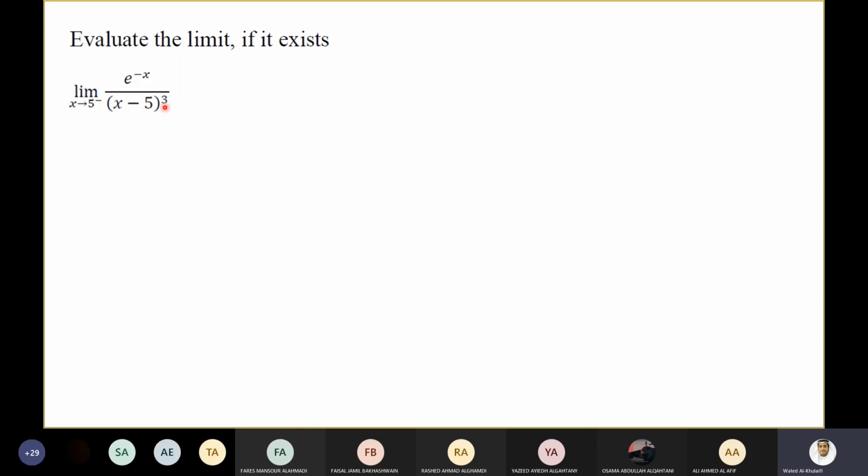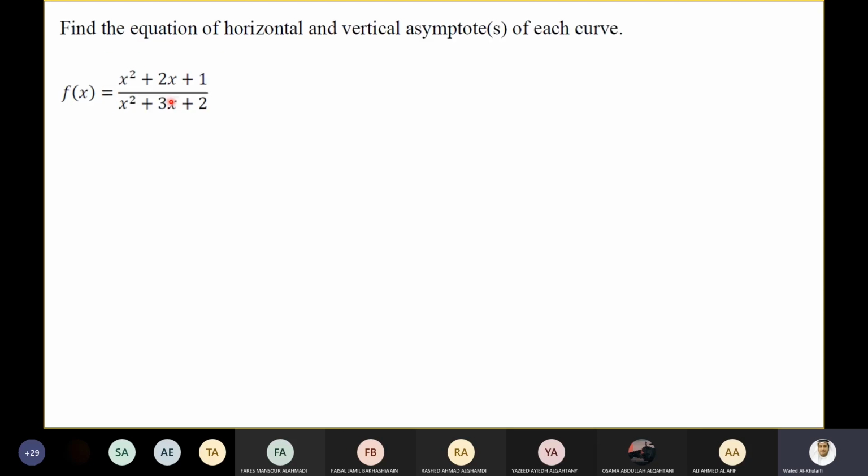The cube doesn't change it. If x minus 5 is negative, the cube will make it negative. So is it positive infinity or minus infinity? You know, raise your hand. It's minus infinity. Very good. It will be minus infinity. Okay, so we skip this one. Let's go to the next question.